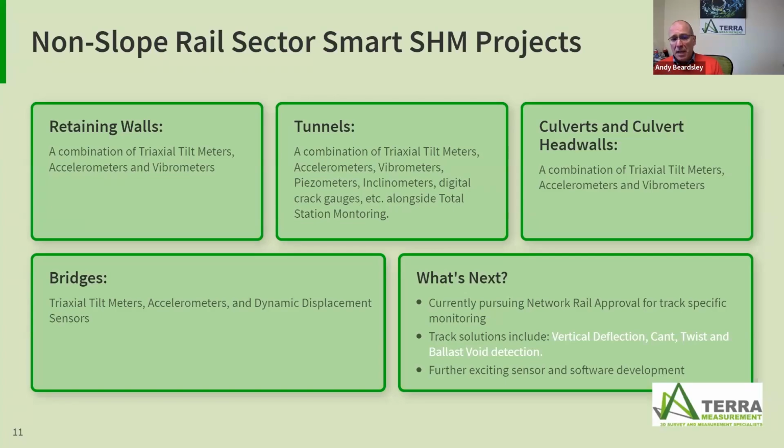There is also track-based innovation that is available now, and we are currently in the process of gaining Network Rail approval for track-specific applications that will unlock the Move Solutions rail tools and analysis innovations within the cloud platform. These include vertical deflection, cant, twist, and ballast void detection. Further innovation developments for 2024 make for a very exciting time for those of us that love to efficiently solve problems, collect, display, and share useful data. Some people might call that geeks, but we love data. My mouse had disappeared there.